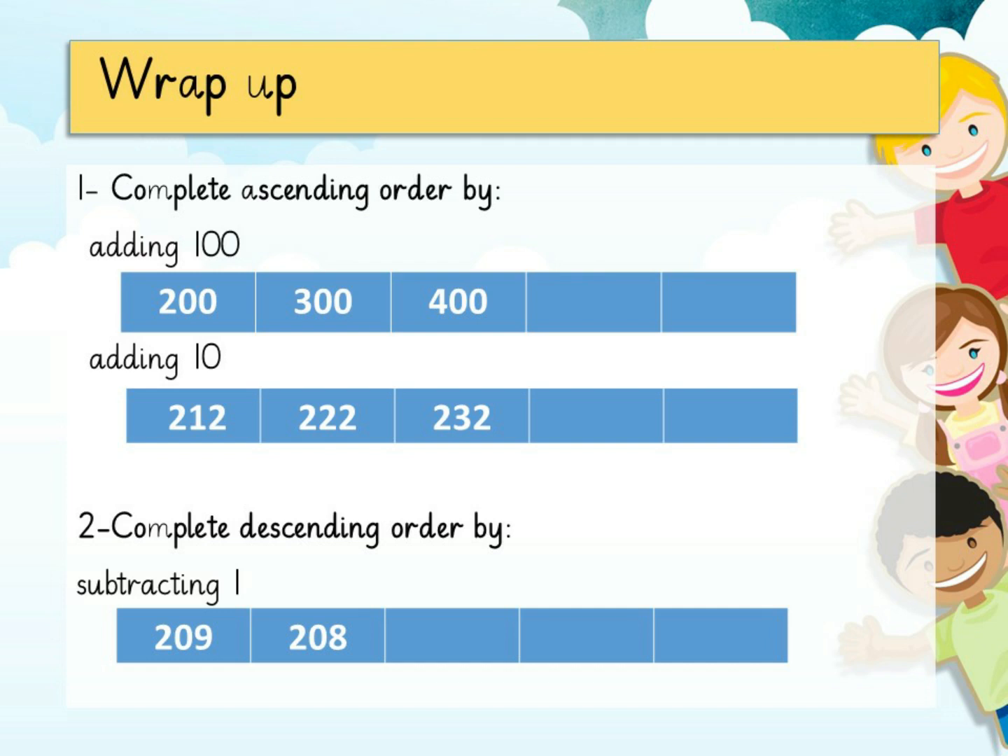Complete descending order. Children, you know the meaning of descending order? Yes, in a decreasing order. By subtracting 1 from the given numbers 209, 208, what numbers will come next? Yes, the numbers are being changed at unit place and this will be 207, 206 and 205. I hope your answers are correct. Good job.